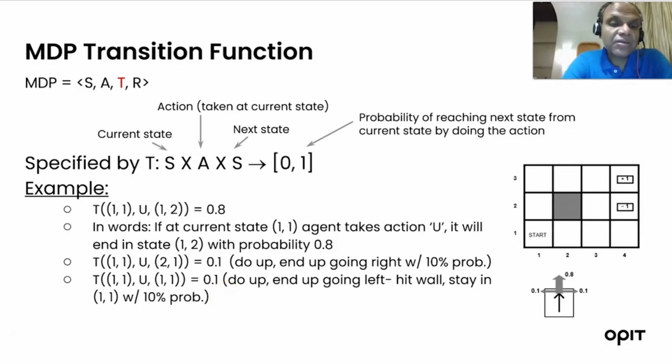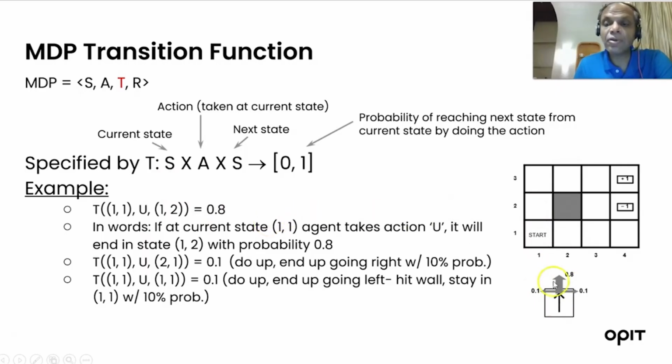So let's look at an example here. Suppose we say T of (1,1), this is our current state, with the action U, to the next state (1,2) is 0.8. What's that saying in words? It's saying that if the agent is at the current state (1,1), which is this cell at the bottom left, and it does an action U or up, then the probability of reaching the cell (1,2), which is column 1, row 2, the cell directly above it, is 0.8.